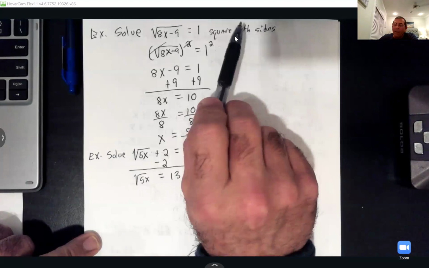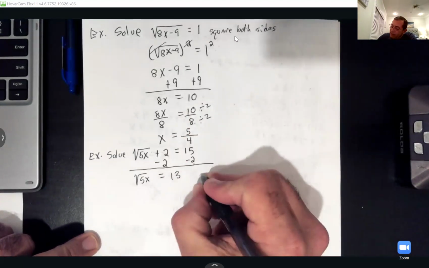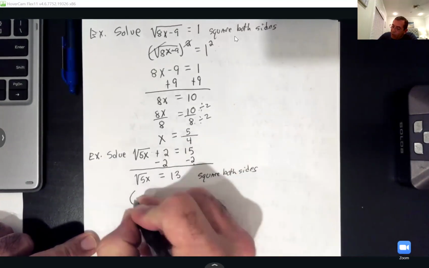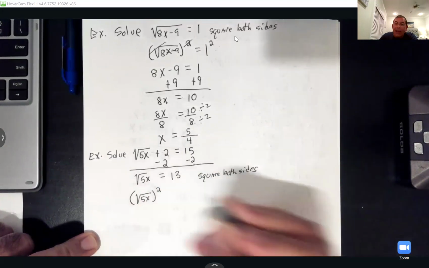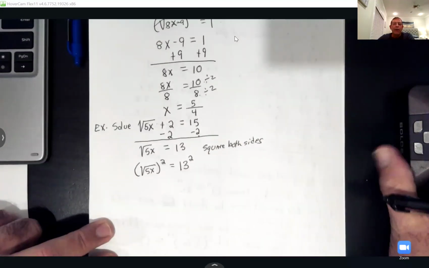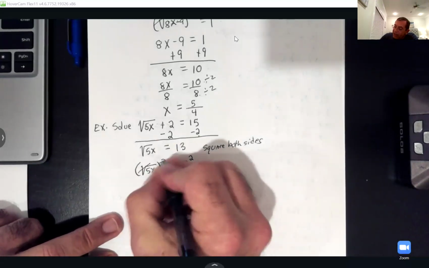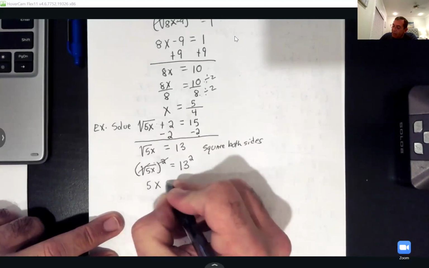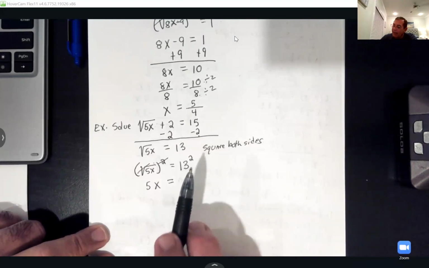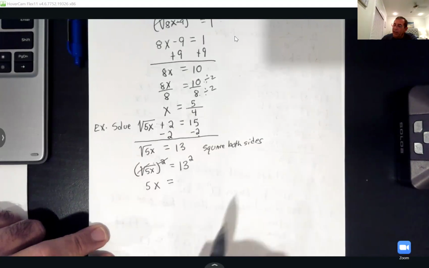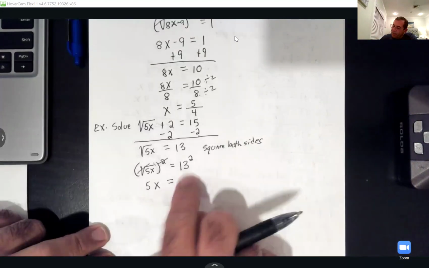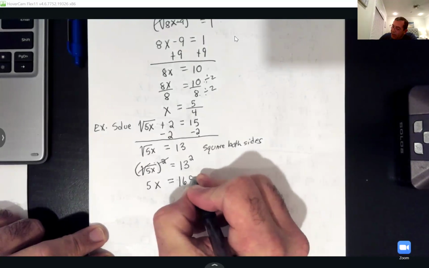So y'all, we're going to square both sides. So we'll take our square root of 5x and square that. That's going to equal 13 squared. All right, y'all, so we know what's happening here. This radical is canceling with that exponent, leaving that 5x. All right, y'all, let's see. We've got 13 times 13. Well, if y'all went to school in Arkansas, we quit at 12 times 12, pretty much. I think that's 169.